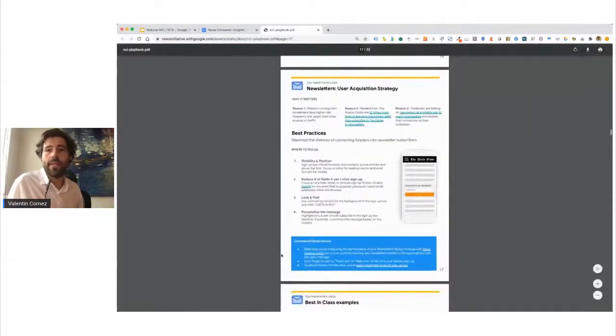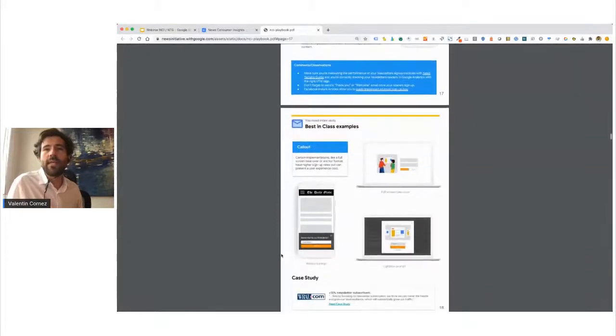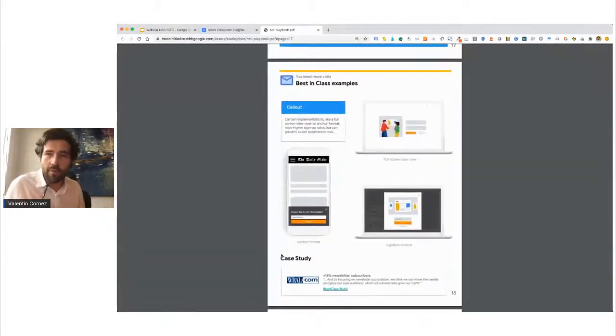If you go to the next page for that chapter, you will see best-in-class examples. So we're going to give you more flavor, more examples of what's working well in the industry on that specific topic. So for example, for newsletter, we're talking about full screen takeover, anchor format, or lightbox prompt to get users to subscribe to the newsletter.